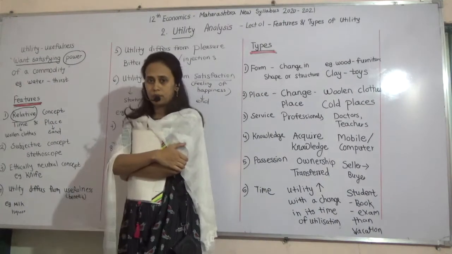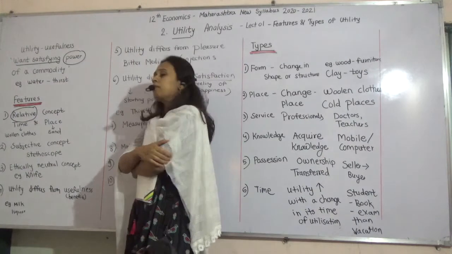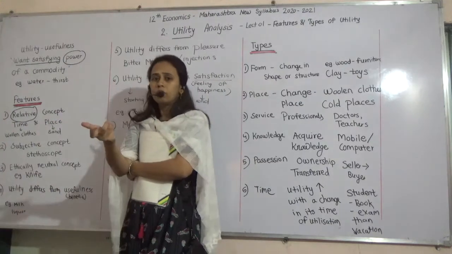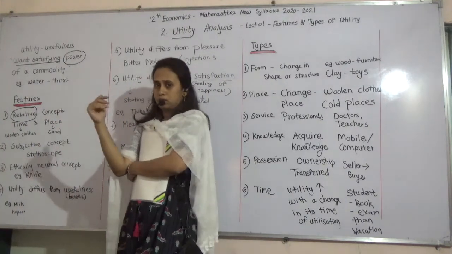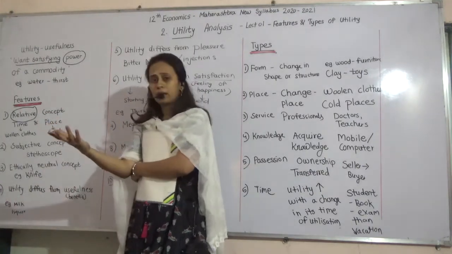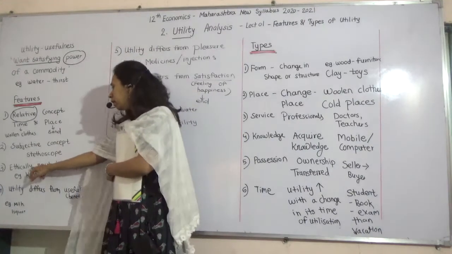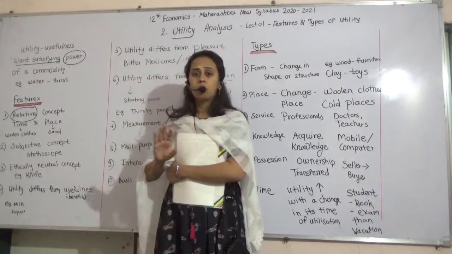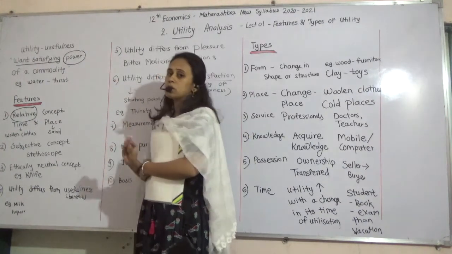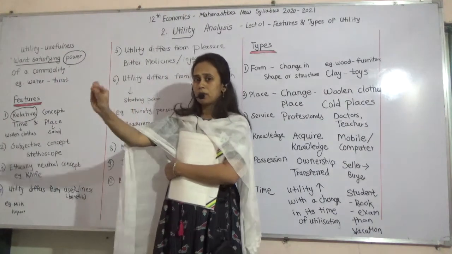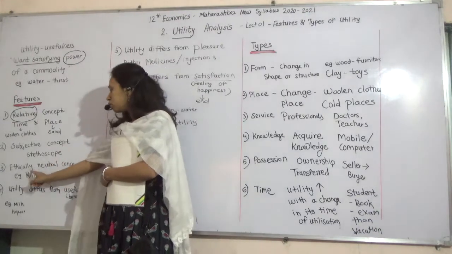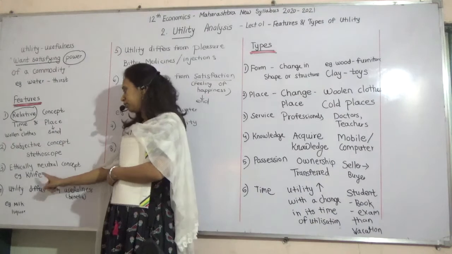Now see friends, with the knife, what does our mother do? She cuts vegetables and fruits. But the same knife is given to a robber or murderer. What will he do? He will use it for bad things. Either he will murder someone or he will misuse that knife. So ethically, utility is neutral. We are not going to consider whether it's good or bad. We just consider that the knife has been given to a murderer, he has utilized it, so he has utility of the knife. So ethically, it is a neutral concept.